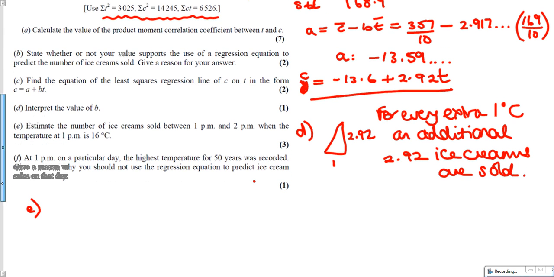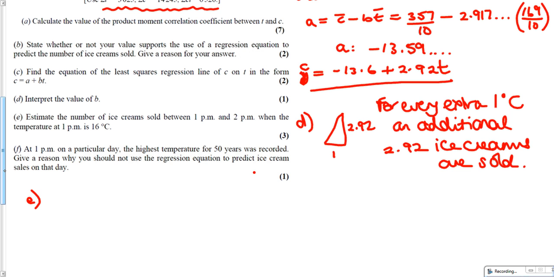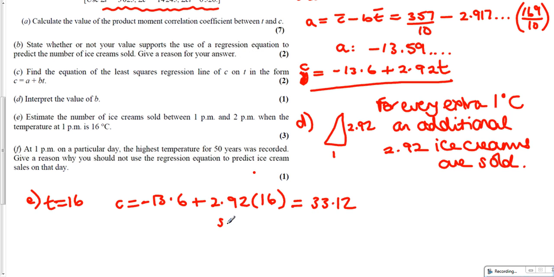Estimate the number of ice creams sold between 1 and 2 p.m. when the temperature at 1 p.m. is 16 degrees. So the temperature is 16 degrees. If we substitute that into the equation of our line, again, you can make it really accurate by using the exact values of A and B. Work that out, and it comes out to be 33.12. So approximately 33 ice creams would be sold if the temperature was 16.